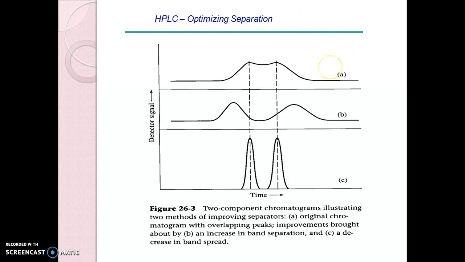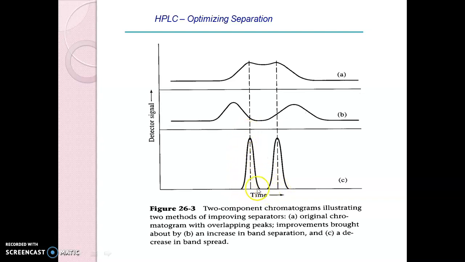Here on the screen we are seeing three spectrums. A is a spectrum where two peaks of the analyte are observed, but these two peaks are not well separated, meaning they are merged. In the B spectrum we are seeing that the first and second peak are now separating, and in the third chromatogram, C, the first peak and second peak both are well separated.